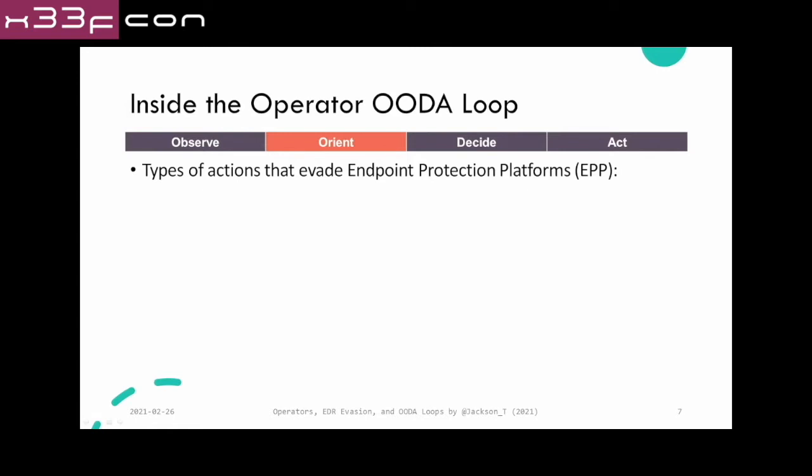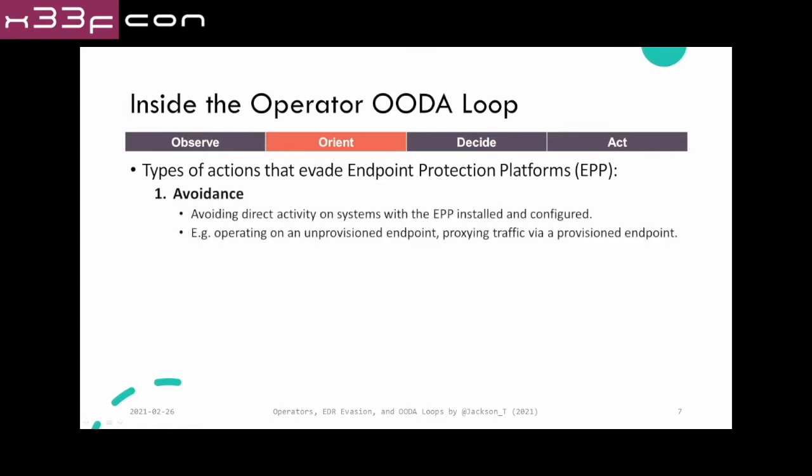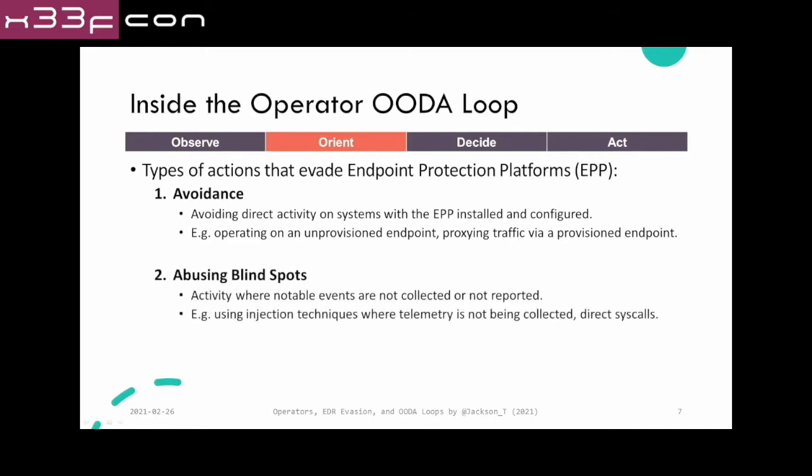The first one is avoidance, where you just avoid directly operating on systems that have the products installed. Companies often have saturation issues, so it's something to take advantage of where you can. The second one is abusing blind spots, where sometimes the sensor doesn't collect on or doesn't report on certain types of events. This could just be a configuration issue, or it could be a missing implementation in the software.